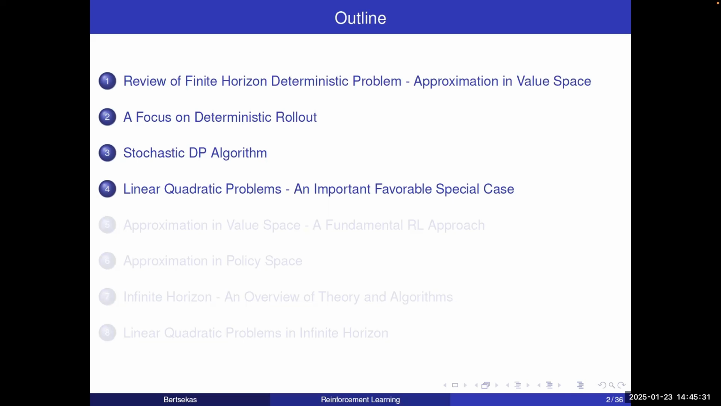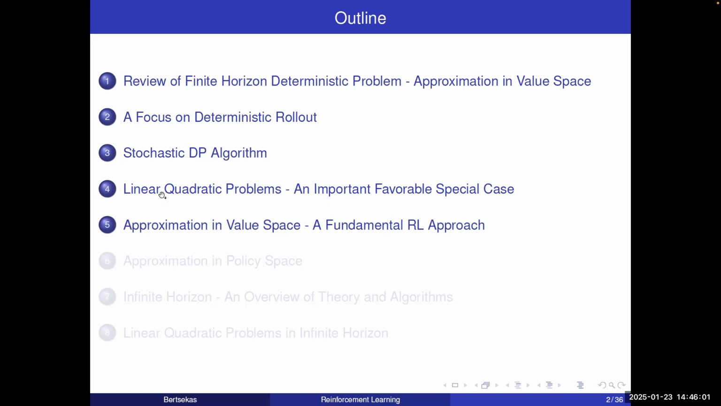And for this reason, for the simple structure and favorable properties and nice solution, they often arise within control theory and reinforcement learning, perhaps as approximations to other more difficult problems. So these are going to be important for us. We're going to do an analytical derivation of their solution.